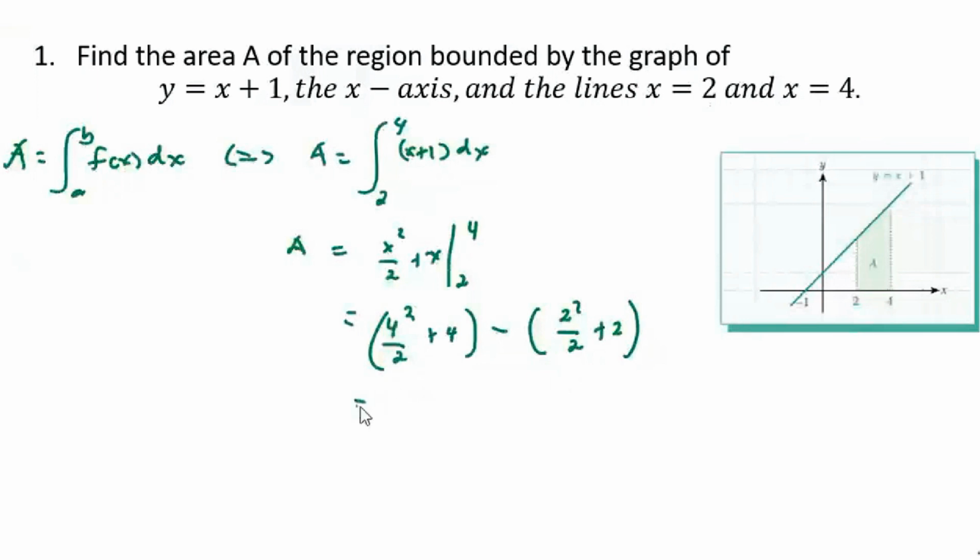Then simplify. 4 squared is 16 divided by 2, we have 8. So 8 plus 4, we have now 12, minus 2 squared over 2. We have 4 divided by 2 is 2, plus 2, we have 4. So we have 12 minus 4 is equal to 8. So that is now the area for this problem.